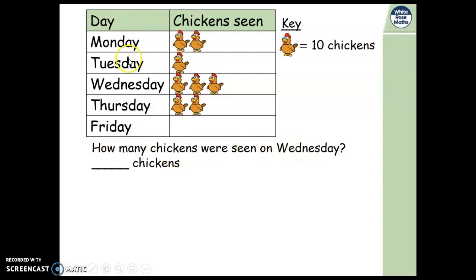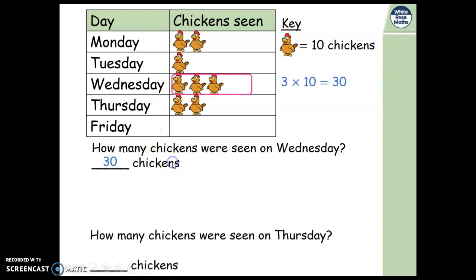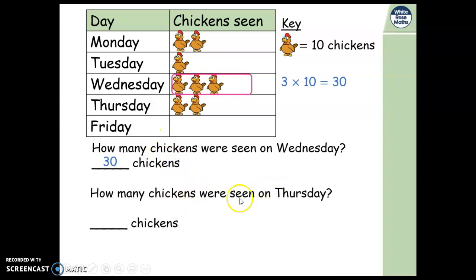So we need to look down. Wednesday we've got 1, 2, 3 chickens. But they're not just 1 chicken, it's 10 chickens. So we're counting tens, 10, 20, 30 chickens. How many chickens were seen on Thursday? We've got 2 chickens, 2 times 10, 20.